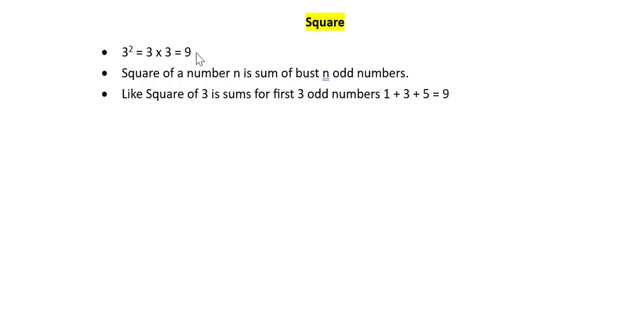The other way to find a square is using the odd number concept. The square of any number is the sum of that many odd numbers. So the square of 3 is the first three odd numbers: 1 plus 3 plus 5, which is equal to 9. And 3 into 3 is also 9.